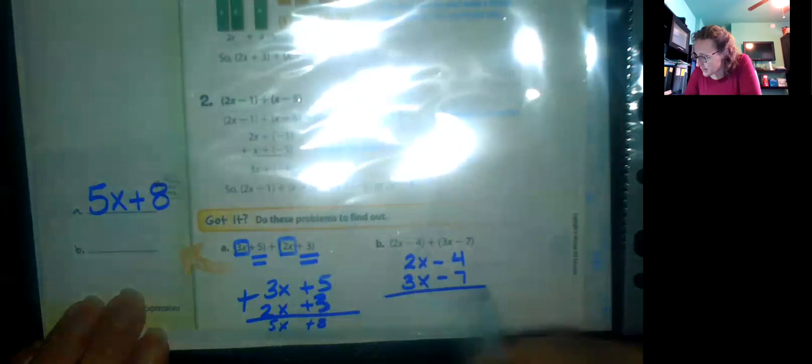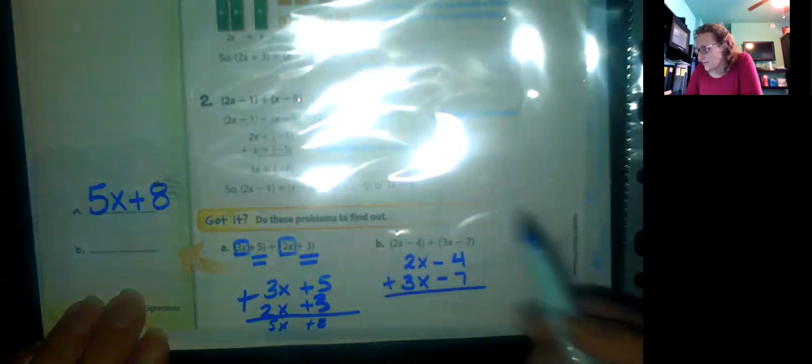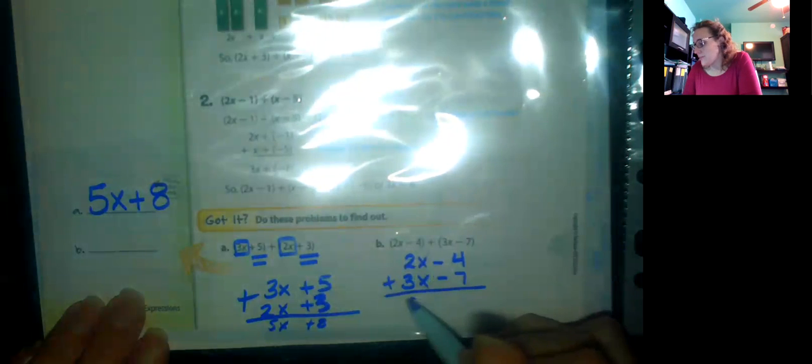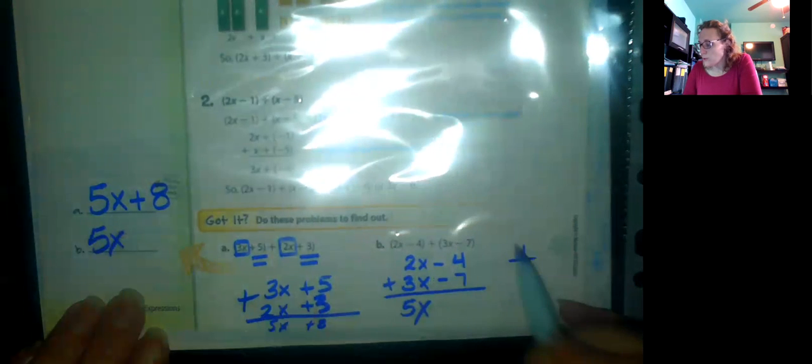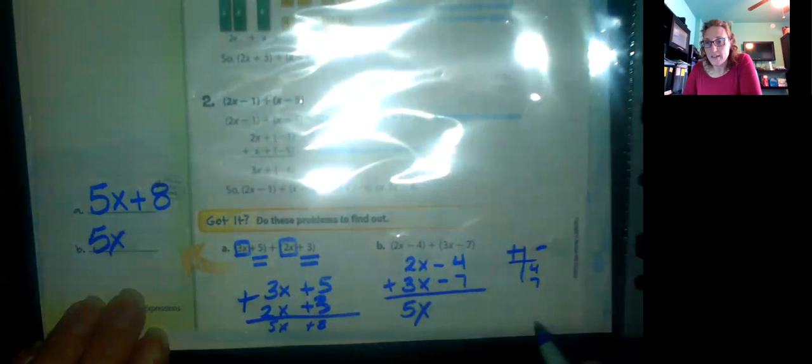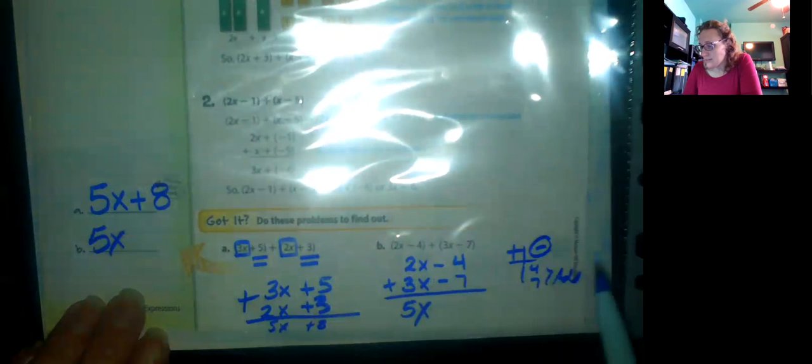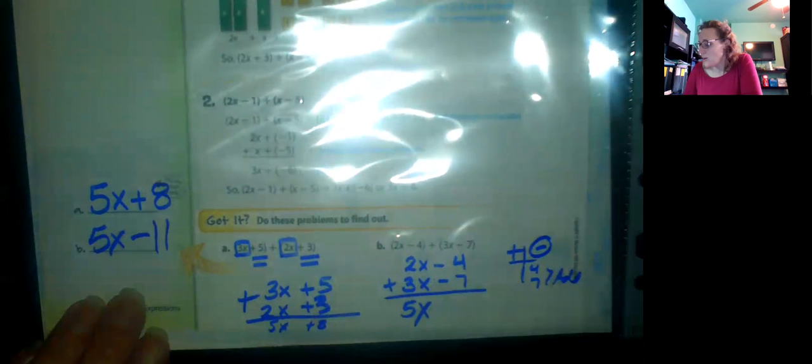All right, let's look at the next problem. We have 2x minus 4 and 3x minus 7. Again, if we add these together, 2 x's and 3 x's give us 5 x's. Now, if you don't remember your rule about positives and negatives, make a t-chart. 4 and 7 on the same side tell us to add, and they're on the negative side, so we get negative 11 for our constants. Not too hard, right? Let's look at a few more examples.